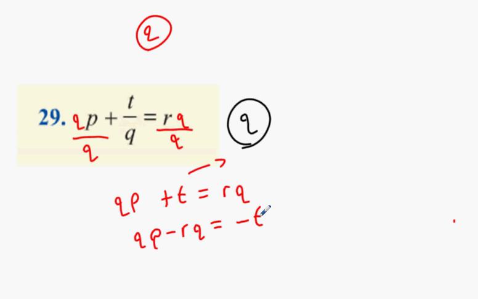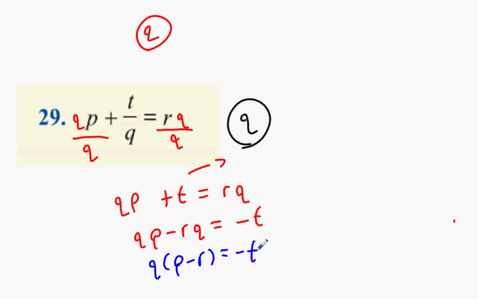What are you going to tell me, Aaron? Then you do Q bracket P minus R. Q bracket P minus R equals minus T. Then after that, Aaron, you want the Q on its own. What's stopping the Q from being on its own? Bring it to the other side. The P minus R. Is it multiply or divide?